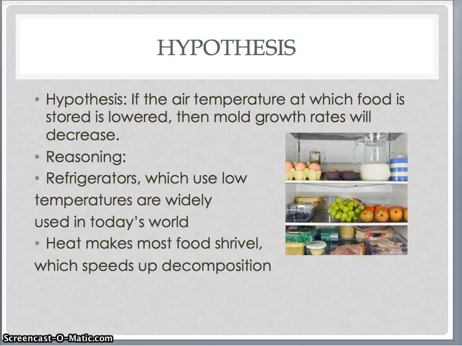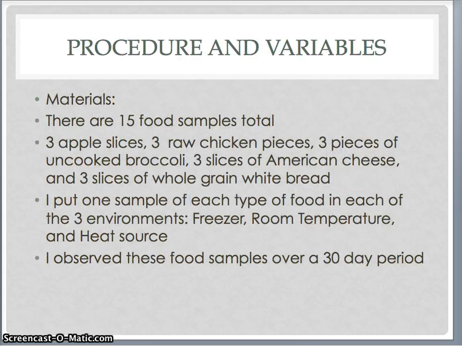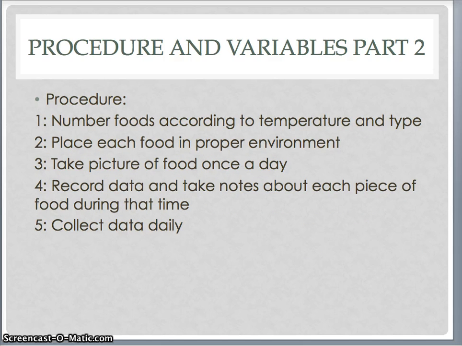My hypothesis was, if the air temperature at which food is stored is lowered, then mold growth rates will decrease. I had 3 samples of food from each of the 5 major food groups: fruit, vegetable, grain, meat, and dairy. I put 1 sample of food from each food group in a different environment: freezer, room temperature, and heat source. The foods were placed in their proper environments.